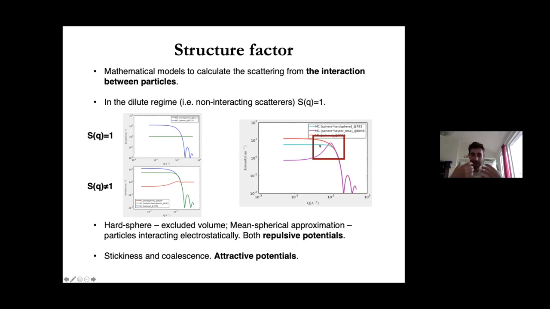And if we have the same particles interacting through electrostatics, we see that it affects the scattering in a different way. So we will need different models developed for different types of interactions. These are for repulsive potentials, but there are also models for attractive potentials that describe, for example, coalescence, aggregation or sticky interactions.